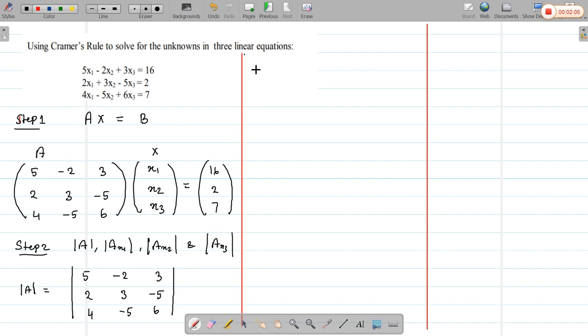Can I do it directly? So 5 multiplied with, you know it, right? Cancel the column and cancel the row. So you will get 18 minus 25. Minus of minus 2 will give you plus 2. Cancel the column, cancel the row, you will get 12 plus 20. Plus 3 multiplied with, cancel the row and column, you will get minus 10 minus 12. And this is equal to.